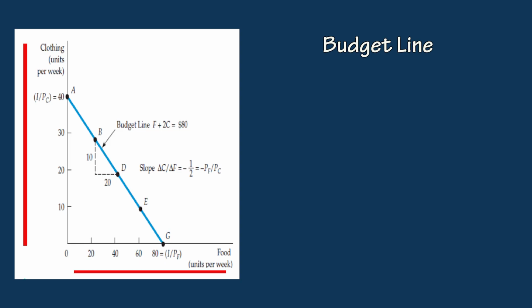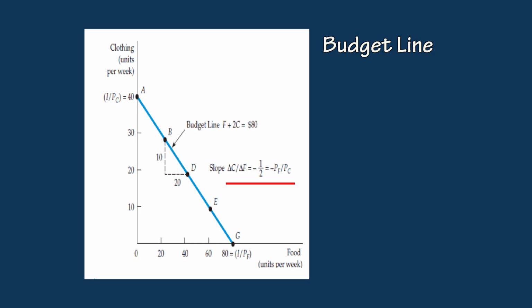So PF is the price of food per unit of food, and PC is the price of clothing. So M is equal to PF into F plus PC into C would be the equation of the budget line. From that equation we know that the budget line is a straight line. It is a downward-sloping straight line, and the slope of the budget line is the relative price, PF by PC.